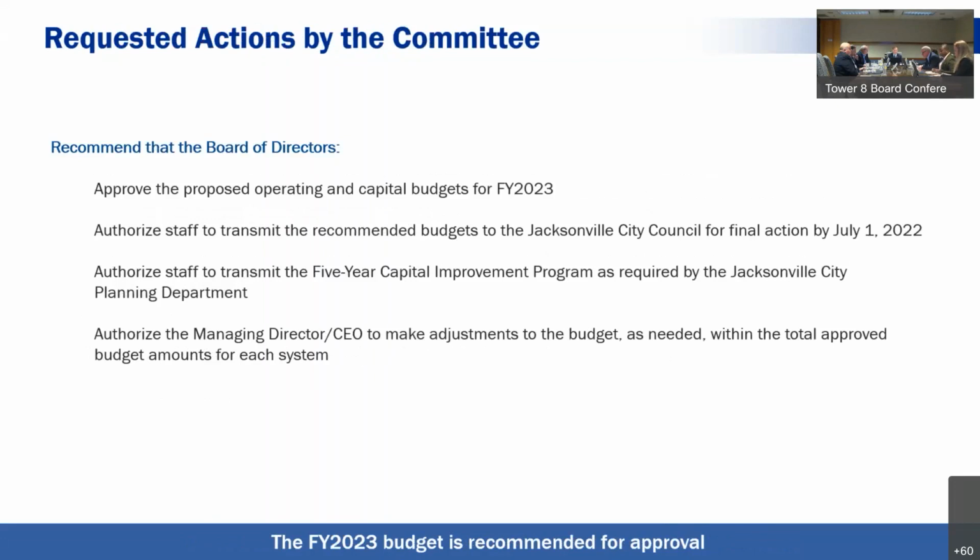And with that, we are recommending the committee take the proposed budget to the board for approval, and I'm happy to answer any additional questions you have.